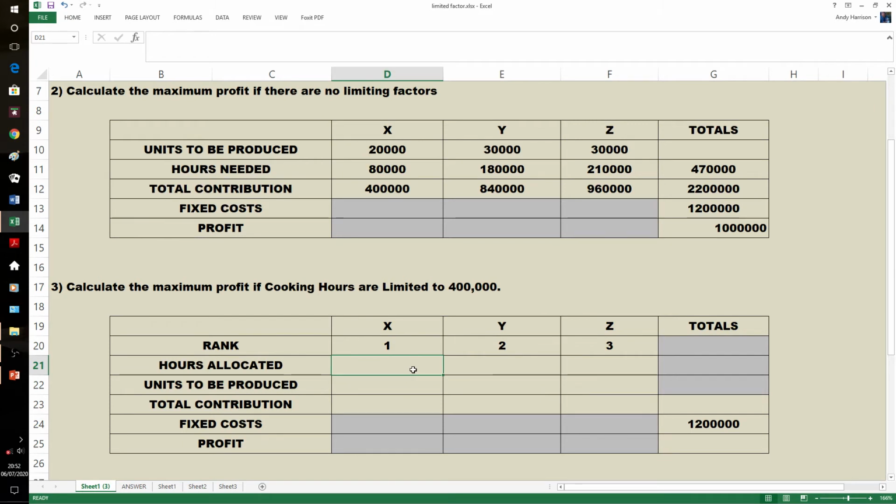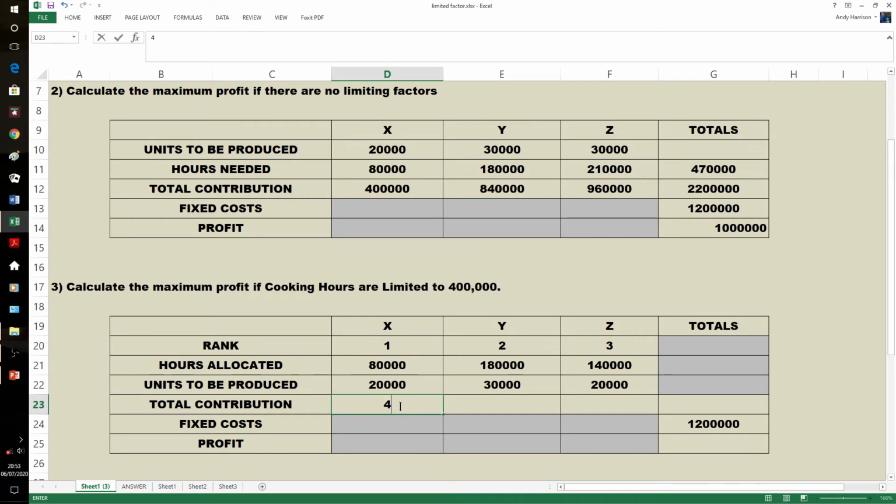So number 1 is going to have 80,000 hours, there's no problem there. And in fact we can have 180,000 there. But of course this has got to be hit. We've only got 140,000 left. 400,000 minus 180,000 minus 80,000 is 140,000. So no problem producing the full quota, the full whack there. It's this one, we can't make the 30,000. We can only make 140,000 hours, it takes 7 hours each. We can only make 20,000 units, and that's what's going to hit our profits.